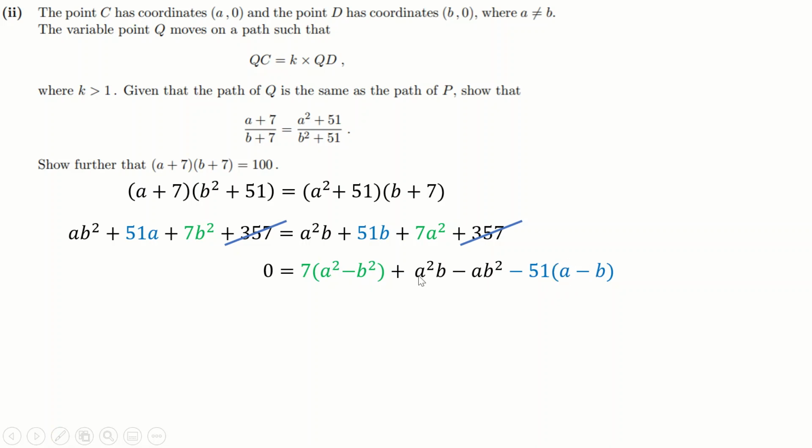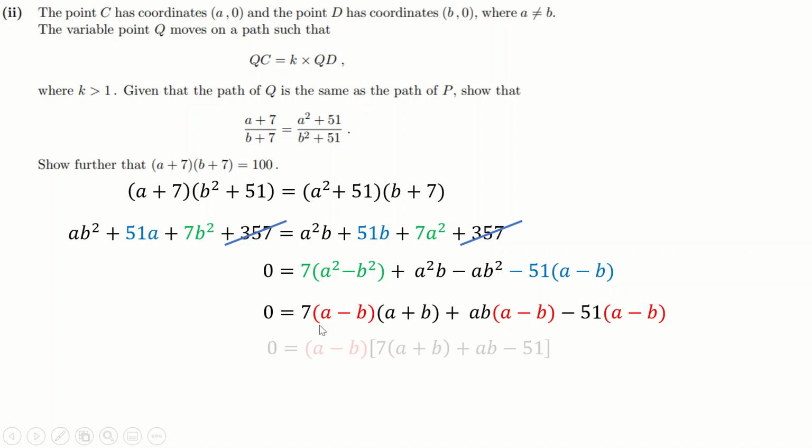What about this? Well, this has an a and a b in both terms. This has an a and a b and an extra a. This has an a, a b, an extra b. So I can factorize that to be ab, a minus b, I think. Spare a here, spare b here, taking away. And now I've colored these red because look, once you factorize that as well, you've got a common a minus b term across all 3 things. So this becomes a minus b into 7 a plus b from that first bit, ab, and minus 51.